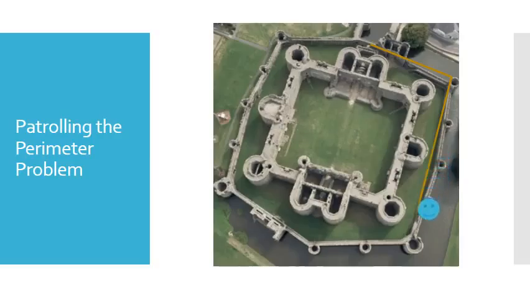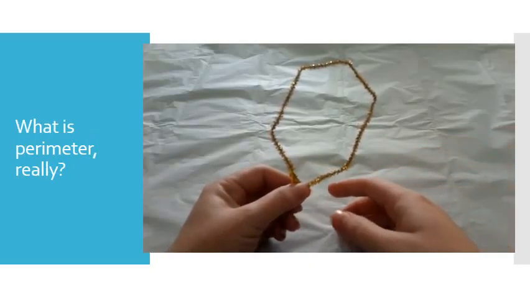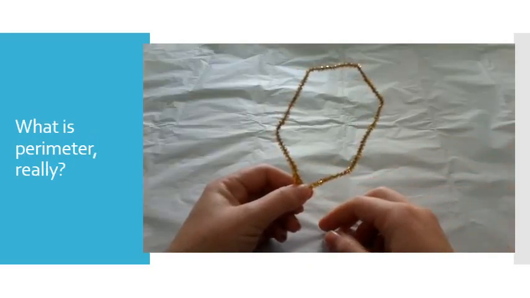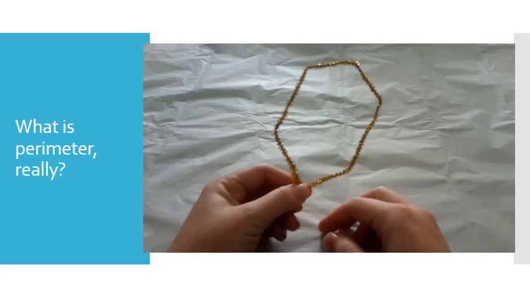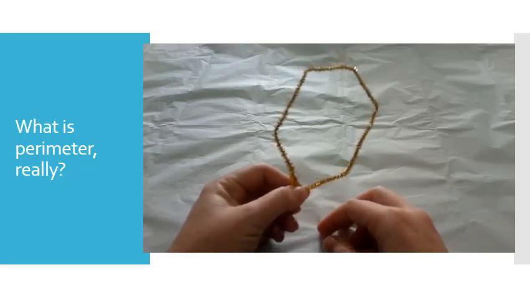And one night you get to thinking, how far do I walk every night? How would I find out the distance around this castle? What tools might I use, or what units? To figure out how to solve this problem of the castle perimeter, we're going to look at a smaller sample first and decide what exactly perimeter is.